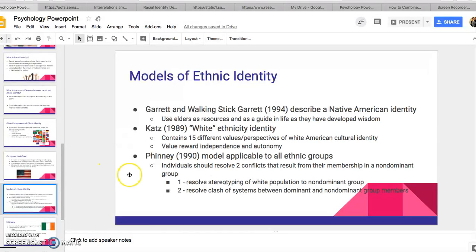And then the last one that I have listed here, Phinney, the model applicable to all ethnic groups. So this can be applicable to anyone. And it was stated that individuals should resolve 2 conflicts that result from their membership in a non-dominant group. They gave 2 examples of that. So resolving stereotyping of the non-dominant group by the white population, and then resolving a clash of systems between dominant and non-dominant group members.